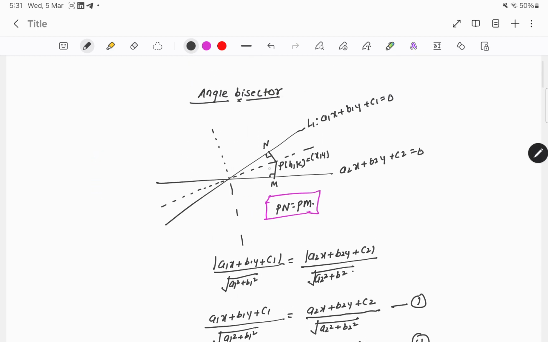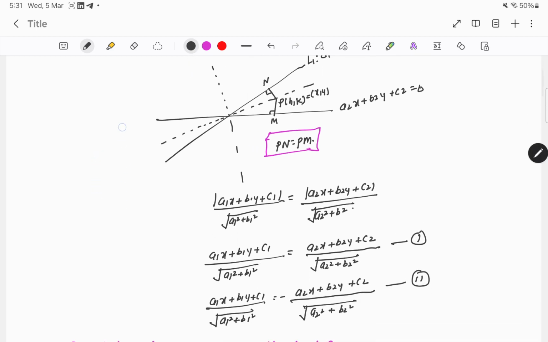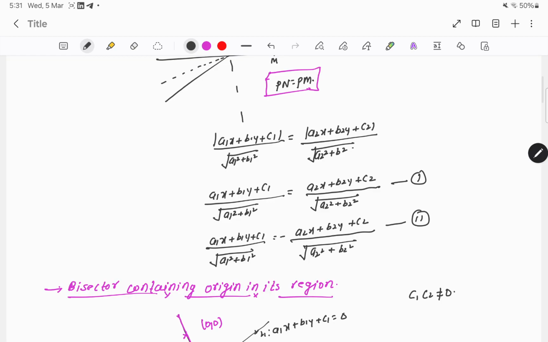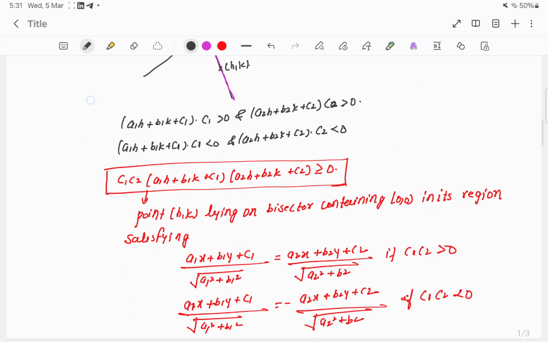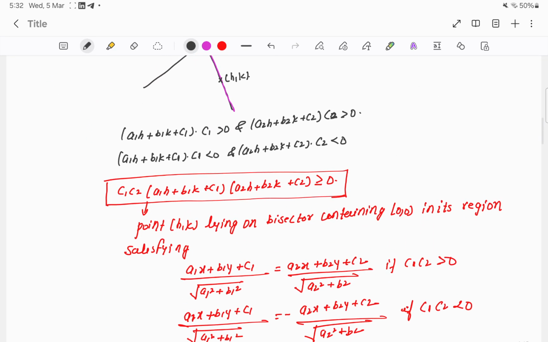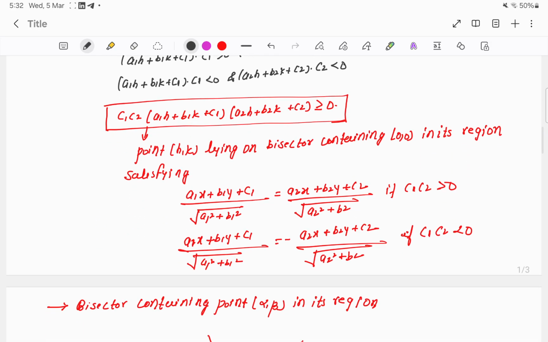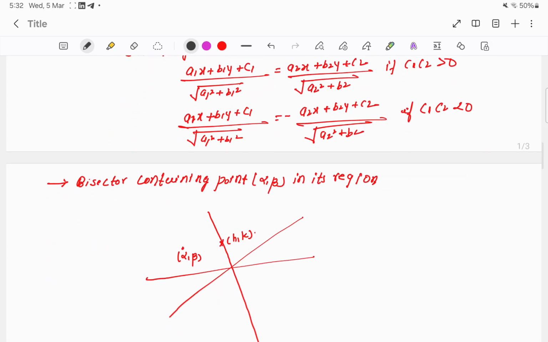Since these two are the angular bisectors, PN equals PM. So from here we'll get two equations of a line. Now we have to decide whether equation number 1 is the angular bisector or equation number 2 is the angular bisector. Suppose bisector containing 0, 0. If the product of c1, c2 is greater than 0, then equation number 1 is the angular bisector. If the product of c1, c2 is less than 0, then equation number 2 is the angular bisector.